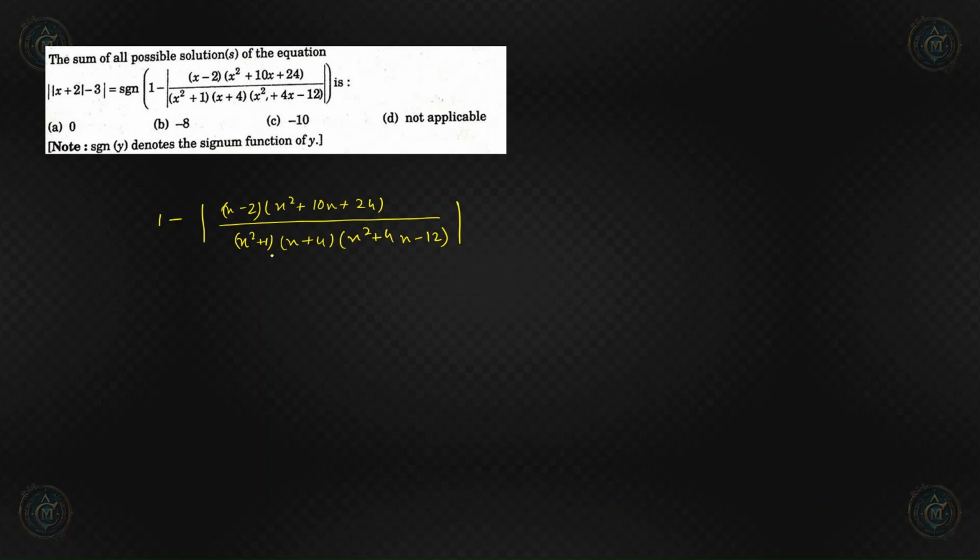So we must have the denominators of these functions as non-zero, right? So we must have x not equal to minus 4, x square plus 4x minus 12 not equal to 0. That means if we try to factor this, this becomes x plus 6, x minus 2, right? This is non-zero. That means x not equal to 2, x not equal to minus 6. Okay.